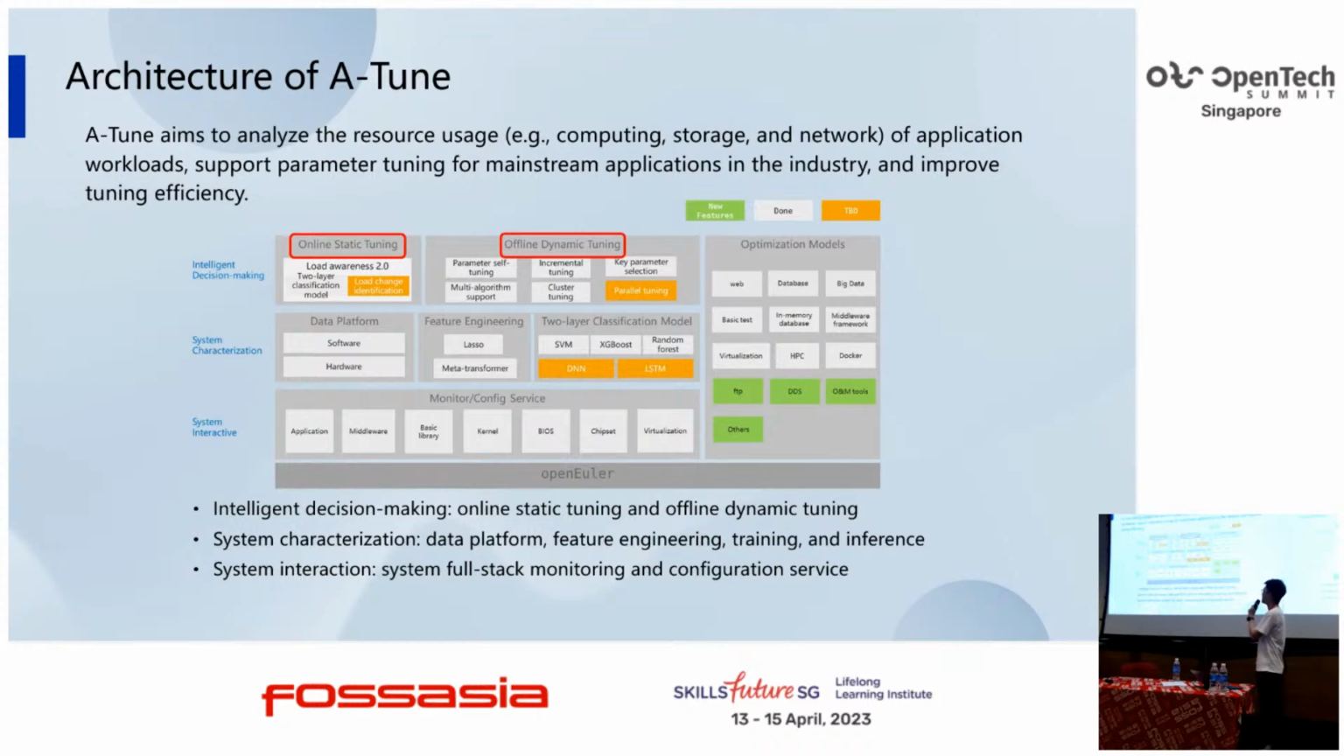The first part is the intelligent decision-making, which includes online static tuning and offline dynamic tuning. The second part is the system characterization, which includes the data platform, feature engineering, training, and inference. The last one is the system interaction, which includes the system full stack monitoring and the configuration service. Now I will give the two parts: online static tuning and the offline dynamic tuning.